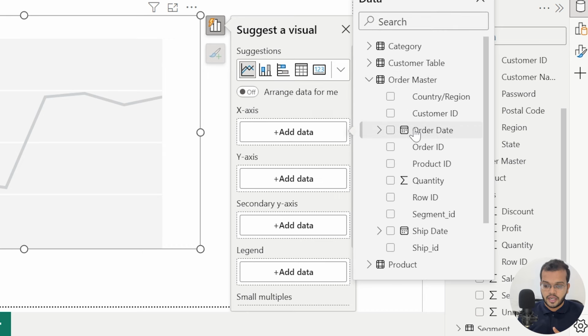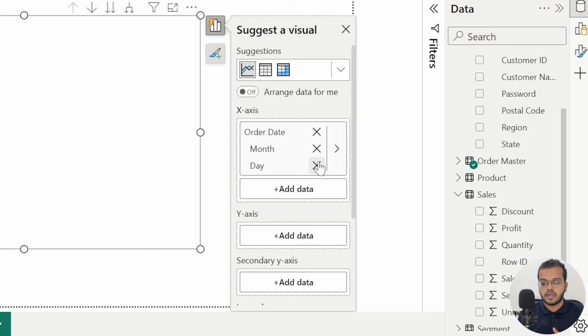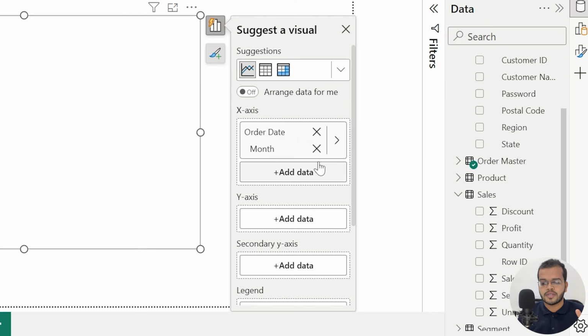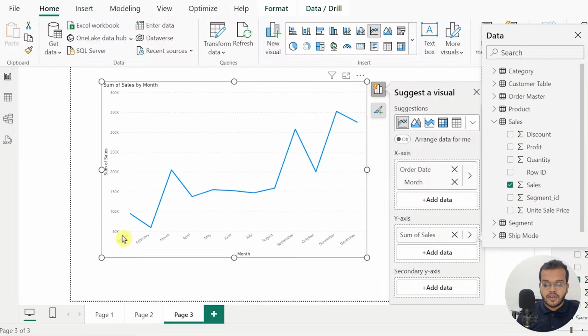So I'll choose order date here. Now I don't want year, I don't want quarter, I don't want day. I would like to see it on a month-wise basis. That's why I have kept only month here. In the y-axis, I have chosen sales. When I have chosen sales, I have got the visual, as you can see. Now the point is that in the January month, this much is my sales, you can see it.